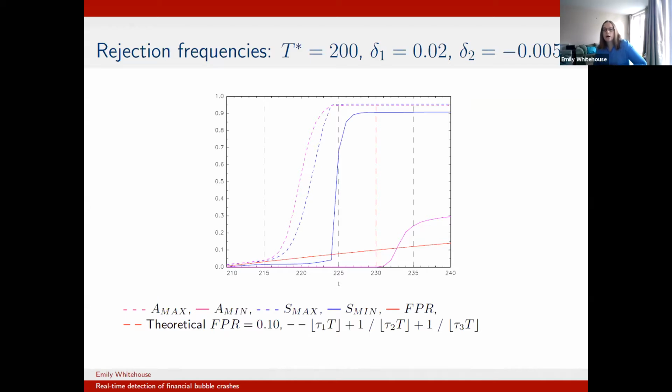If I add on now our S statistic instead, you can see from the dashed blue line that again, the bubble procedure looks like it's working quite well. There is a slight lag compared to the A statistic, but nothing to worry about. What's pleasing is if you look at the solid blue line, which is the crash detection, you can see that the rejection frequency is somewhat below the theoretical false positive rate, all the way until the first observation of our crash when it shoots up. So this is a nice result. It looks like we're able to get the start of the crash with some degree of power here.